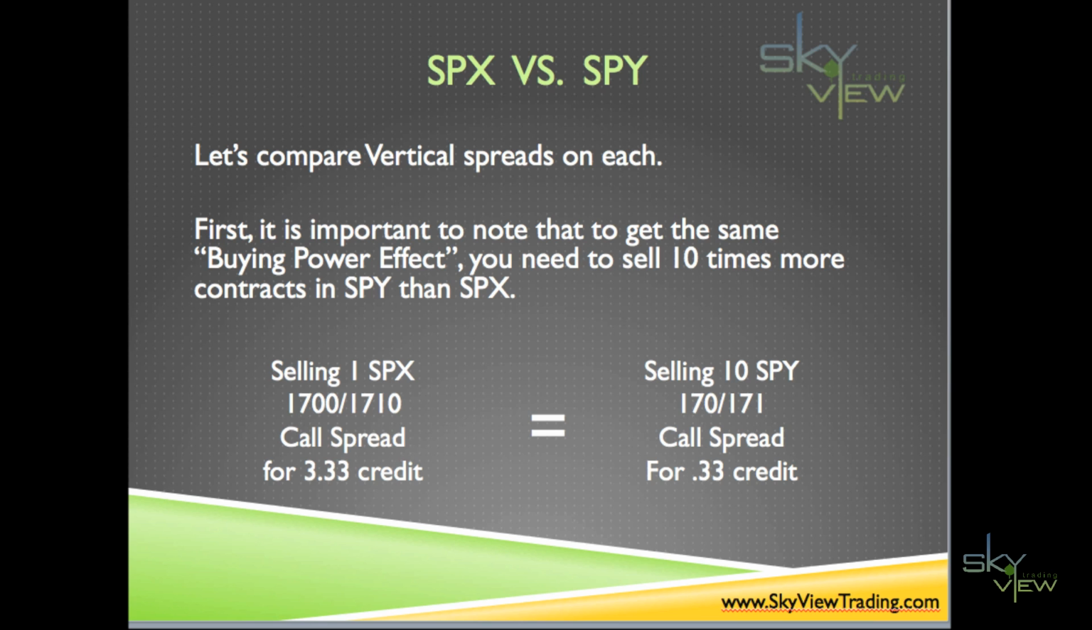First, it is important to note that to get the same buying power effect, you will need to sell 10 times more contracts in the SPY than the SPX. So basically the SPX is 10 times the size of SPY. If you sell one SPX 1700 by 1710 call spread for a $3.30 credit, that's equal to selling 10 SPY 170, 171 call spreads for 33 cents credit.